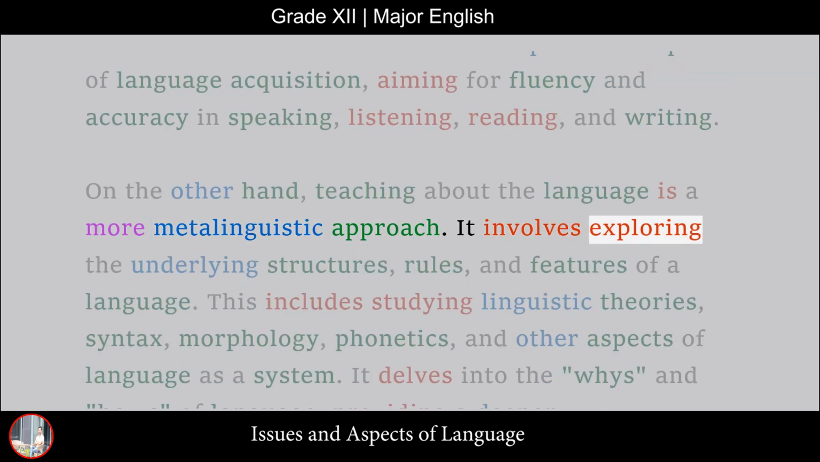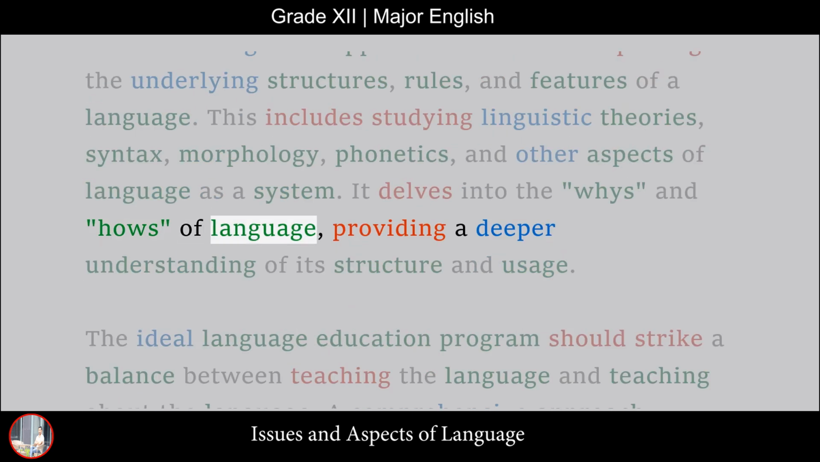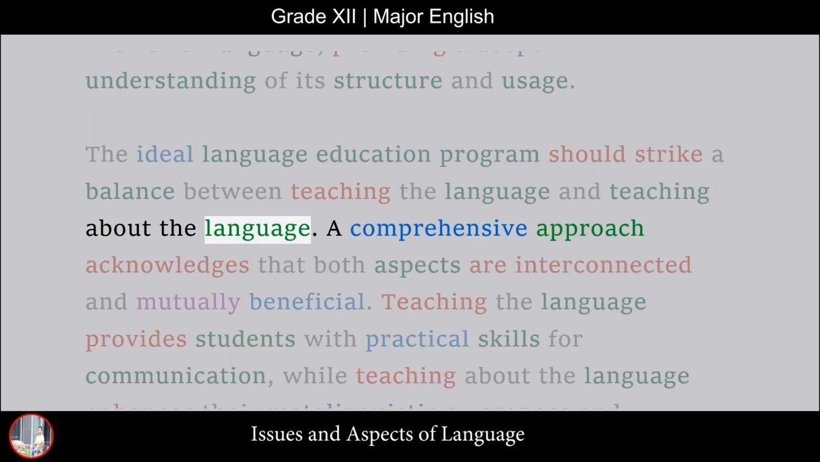It involves exploring the underlying structures, rules, and features of a language. This includes studying linguistic theories, syntax, morphology, phonetics, and other aspects of language as a system. It delves into the whys and hows of language, providing a deeper understanding of its structure and usage. The ideal language education program should strike a balance between teaching the language and teaching about the language.